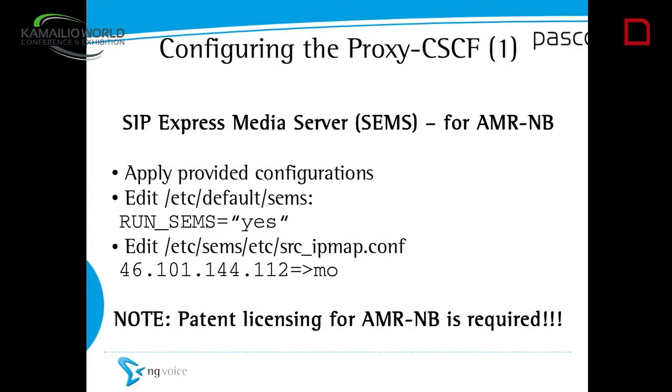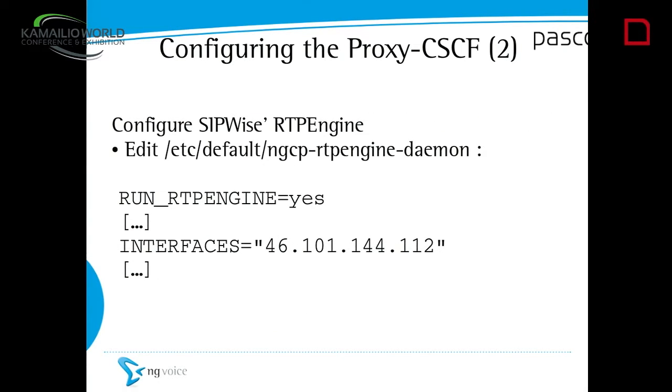On the proxy CSCF, as the first component, we not only deploy XAMPP for transcoding, but we also deploy Sipwise's RTP engine. And again, for the RTP engine, we really just configure pretty much standard things, that we want to run the RTP engine and what interfaces we want to use, stuff like that.